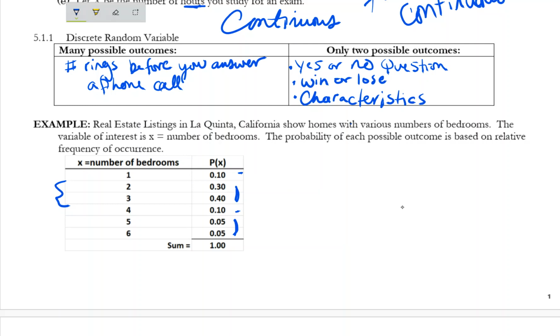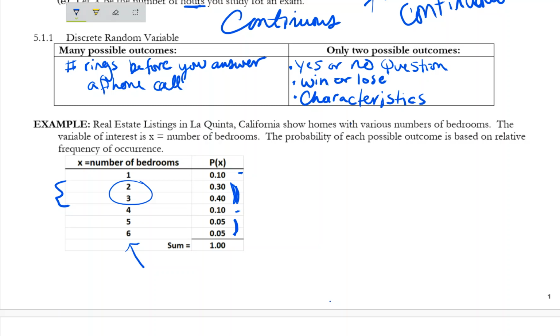What I want you to take from this is that previously, when we looked at the average number of bedrooms a home might have, you would just add up all these values and then divide by the number of them, 6. That would work great if the number of bedrooms was all equally likely, but they're not. Clearly, 2 and 3 bedroom homes are more likely because they have a higher probability. So those should have more weight and a bigger effect. Our average should be closer to the 2 and 3 bedroom homes.